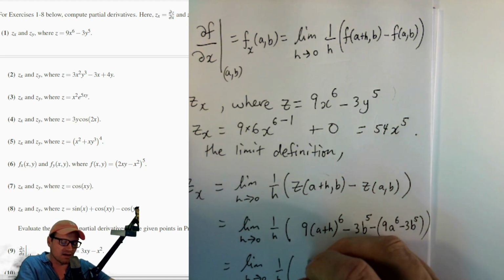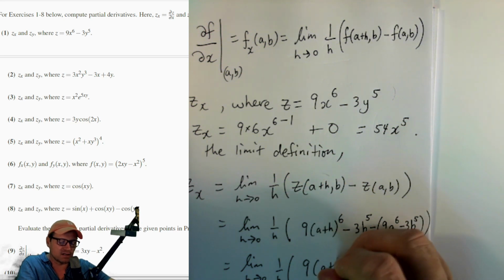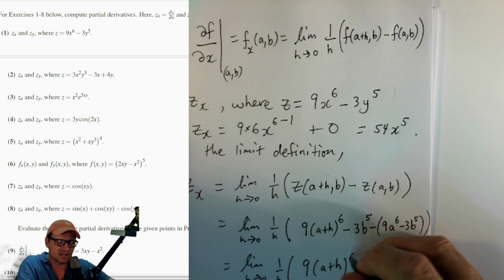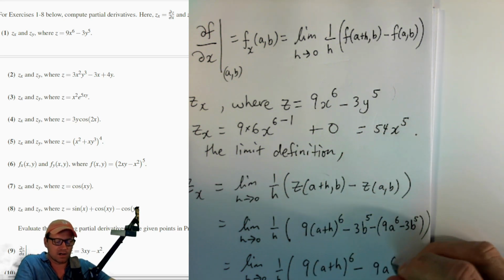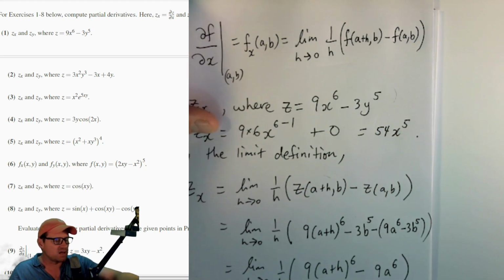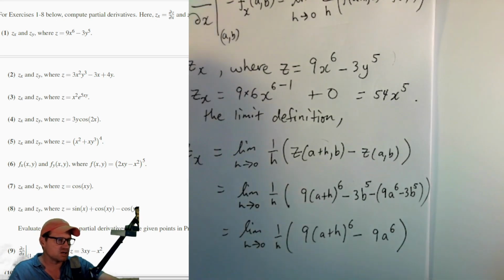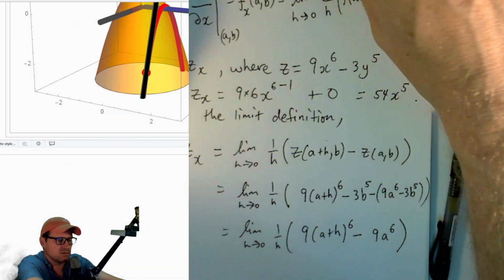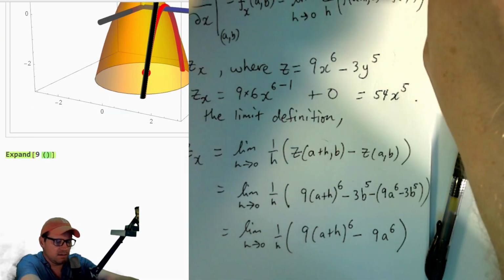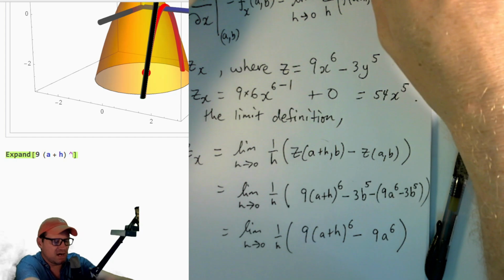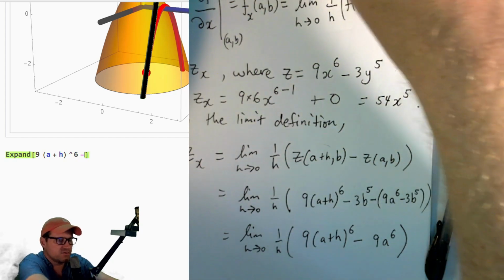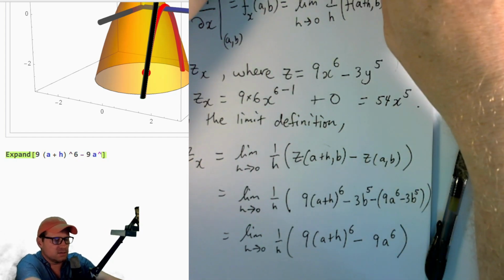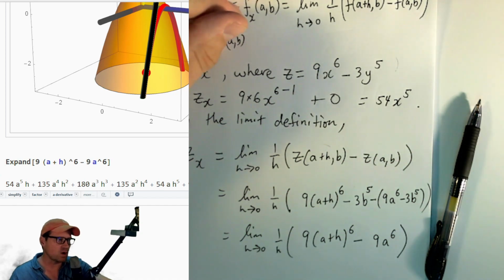And so what we have then is (9a + h)^6 minus (9a)^6. So we can expand this by hand, but let's just use Mathematica to expand that because it's fairly easy to do. So I'll say expand (9a + h) to the power of 6, and then subtract (9a) to the power of 6. Okay, so this is what we get, but you can see it's a bit of a mess.